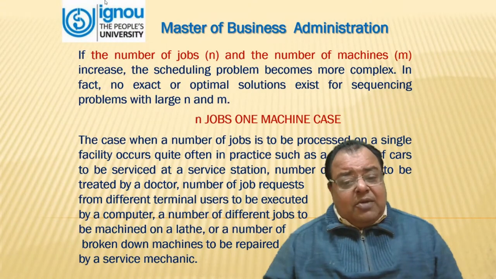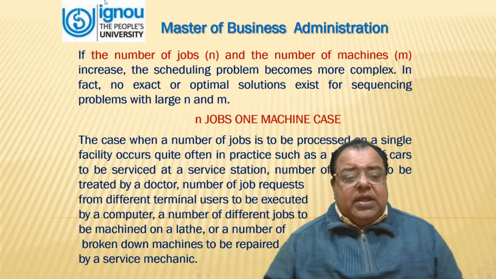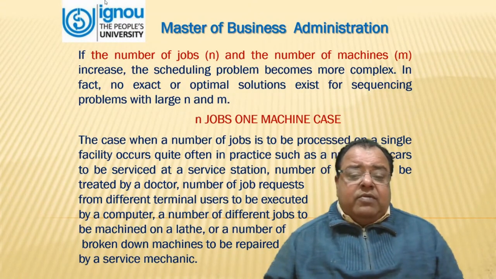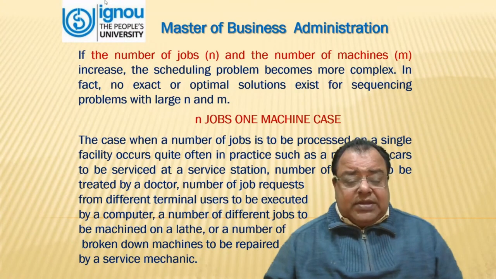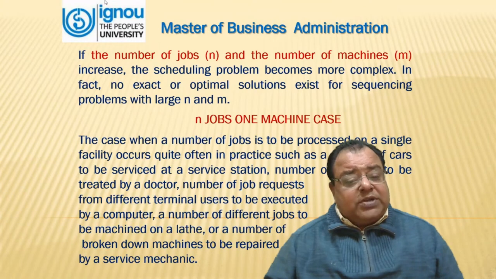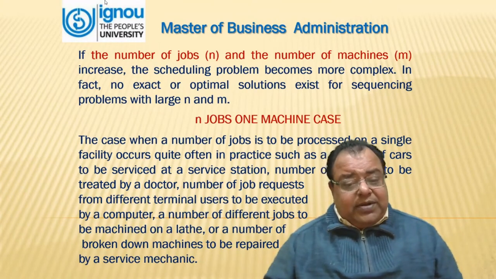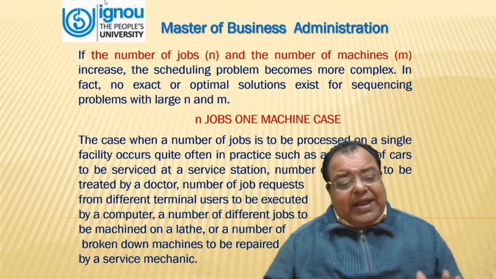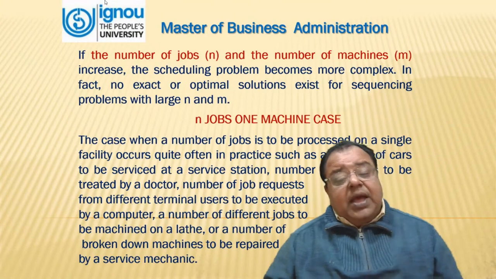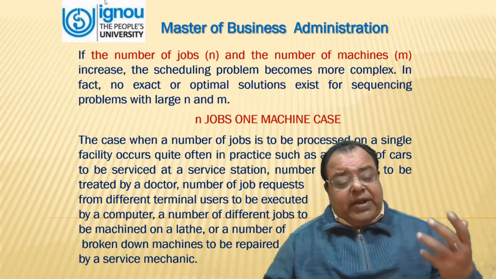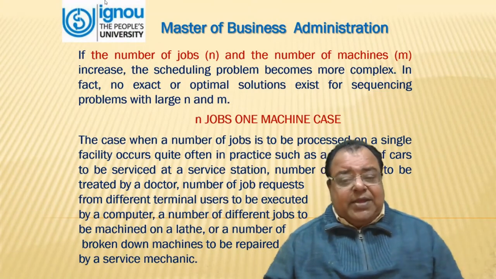Now we move to the N jobs on one machine case. The case when a number of jobs is to be processed on a single facility occurs quite often in practice, such as a number of cars to be serviced in a service station, a number of patients to be treated by a doctor, a number of job requests from different terminal users to be executed by a computer, a number of different jobs to be machined on a lathe, or a number of broken down machines to be repaired by a service mechanic.